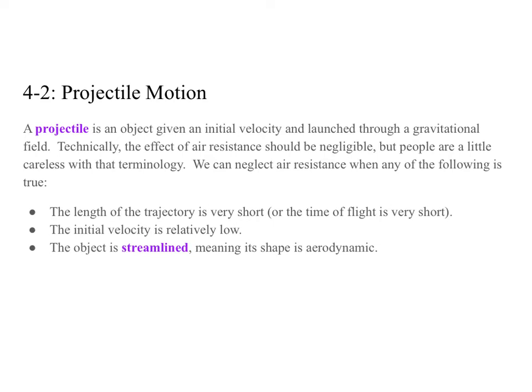So, projectile motion. A projectile is an object given initial velocity and launched through a gravitational field. Technically, the effect of air resistance should be negligible, but people are a little careless with that terminology. We can neglect air resistance when any of the following is true. The length of the trajectory is very short, or the time of flight is very short. The initial velocity is relatively low, or the object is streamlined, meaning its shape is aerodynamic.